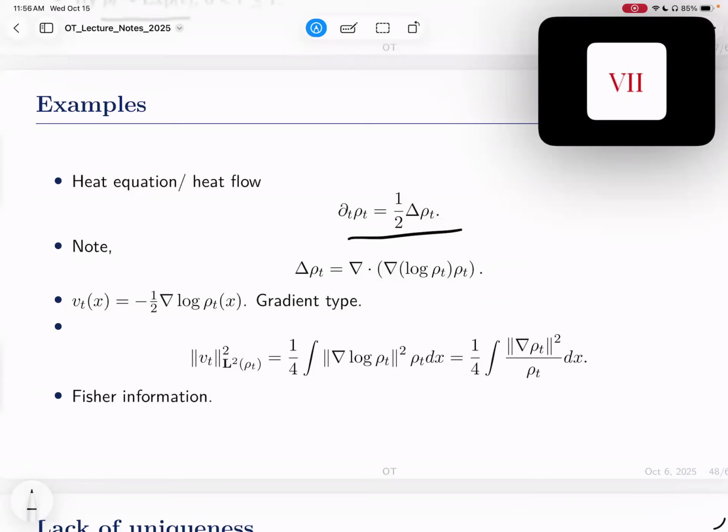Now, the heat flow, this very well known and well studied PDE, is actually also a continuity equation. How do I see this? Well, you can look into the Laplacian of rho t and see that the Laplacian of rho t is nothing but the divergence applied to the gradient of log rho t times rho t. Why? Because when I take the gradient of log rho t, I get the gradient of rho t divided by rho t. And this rho t in the denominator will cancel with the rho t in the numerator. And then I'll be left with the divergence of the gradient of rho t, which is, of course, just a Laplacian.